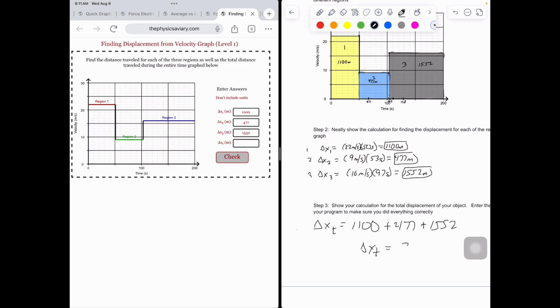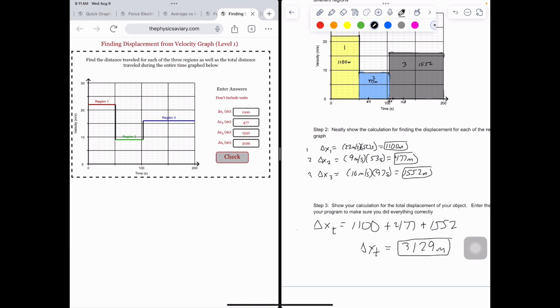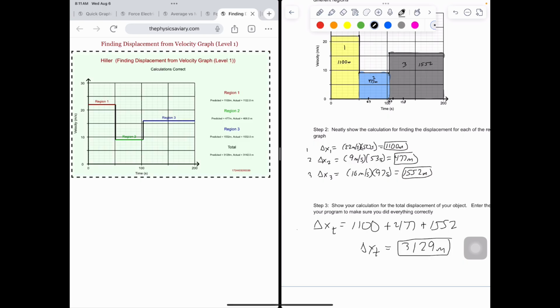All right, and I'm getting about 3129 meters. Let's go ahead and check it. And there you go. Hopefully you were able to get the question right as well.